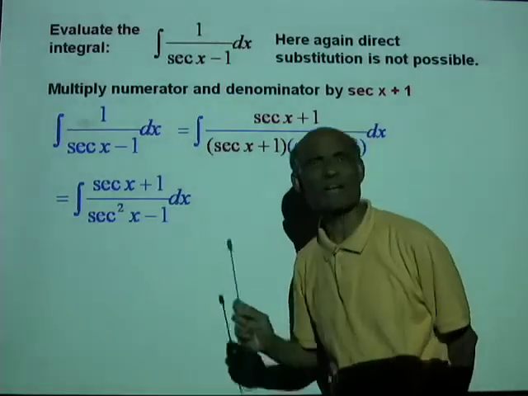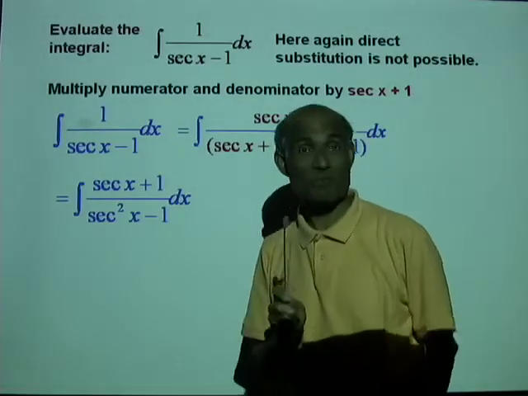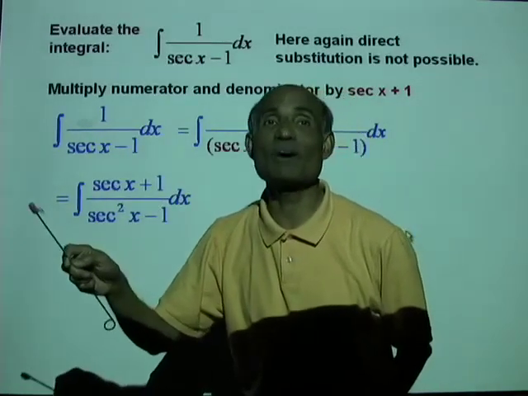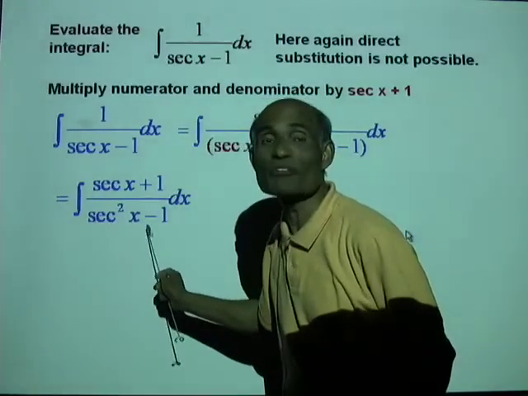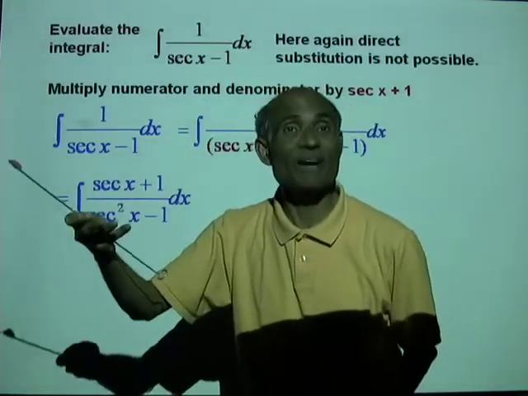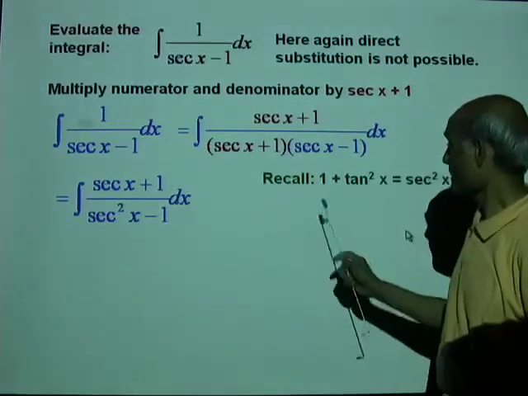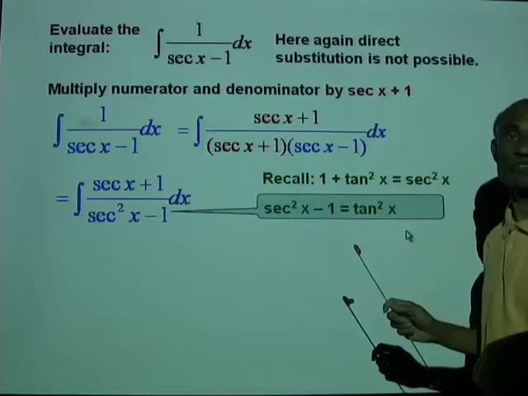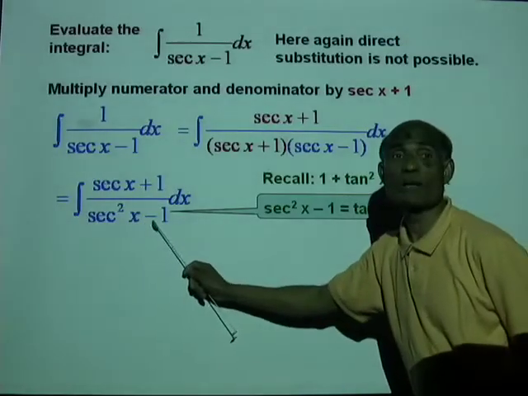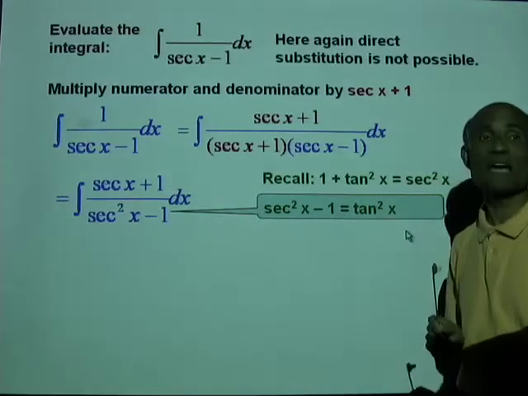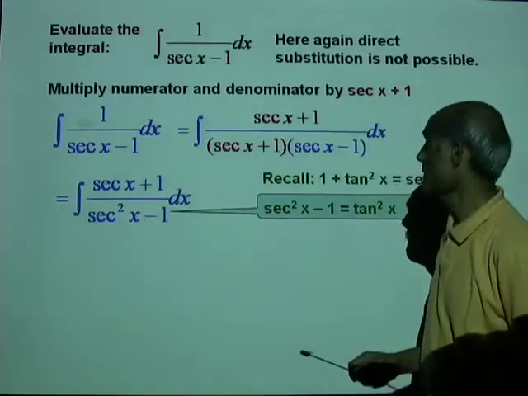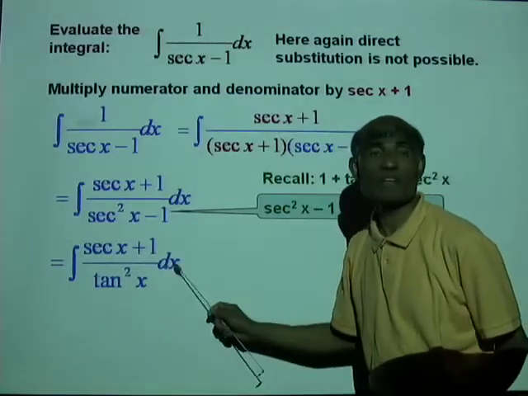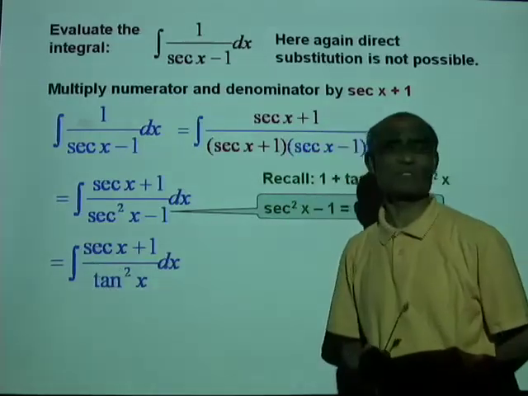What is secant squared x? If you remember our identities, 1 plus tan squared x equal to secant squared x. Therefore, secant squared x minus 1 is tan squared x. So we can replace, recall this, 1 plus tan squared x equal to secant squared x. Therefore, secant squared x minus 1 equal to tan squared x. Let's replace that. So that will be secant x plus 1 over tan squared x dx. That is the quantity for integration.